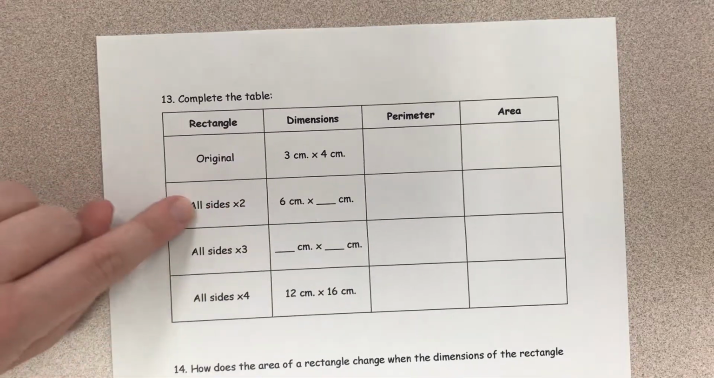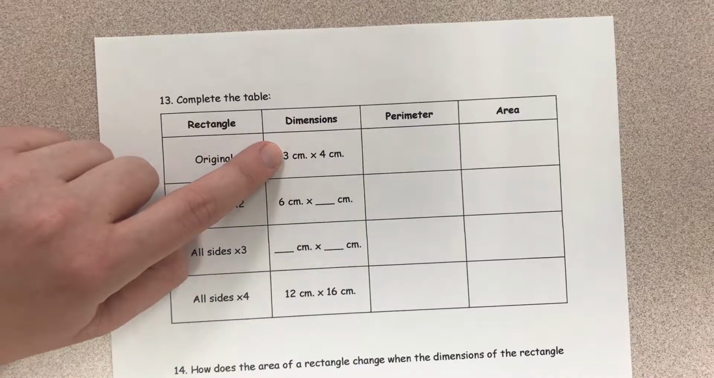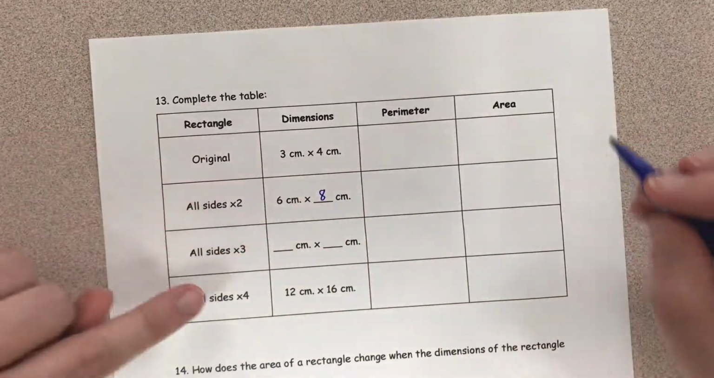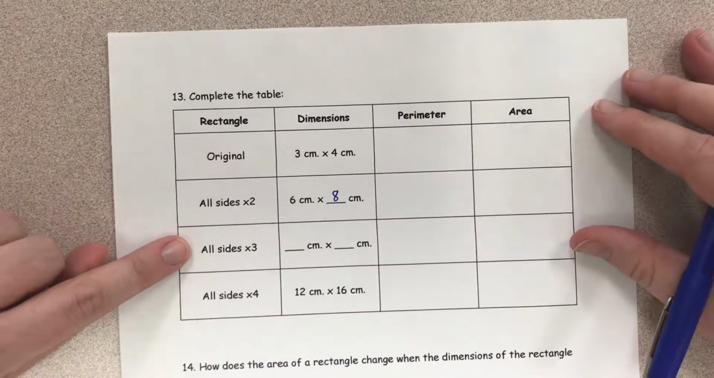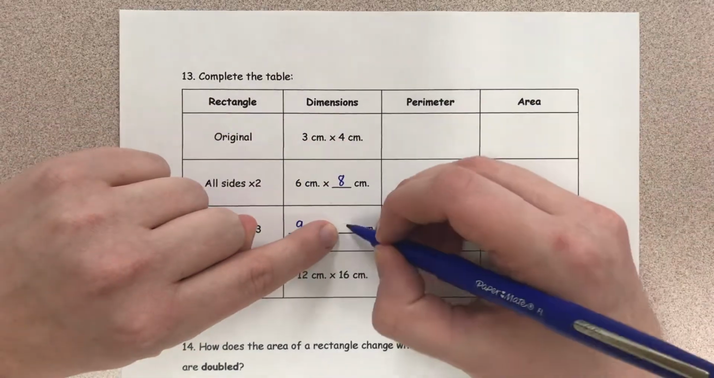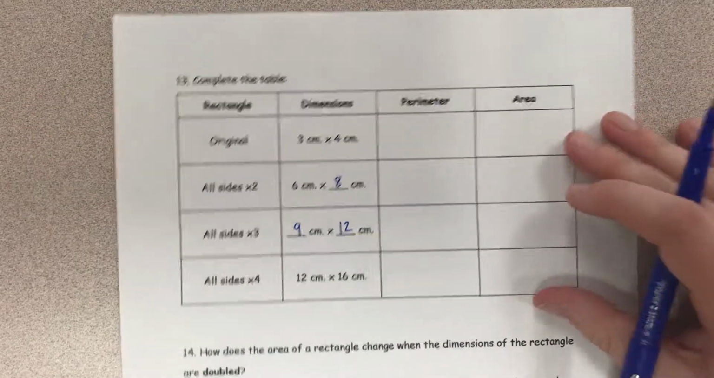If all sides are multiplied by 2, we have the first side 3 times 2 is 6, and 4 times 2 is 8. And then in this row, we are multiplying by 3, so 3 times 3 is 9, and 4 times 3 is 12. So these are our missing dimensions.